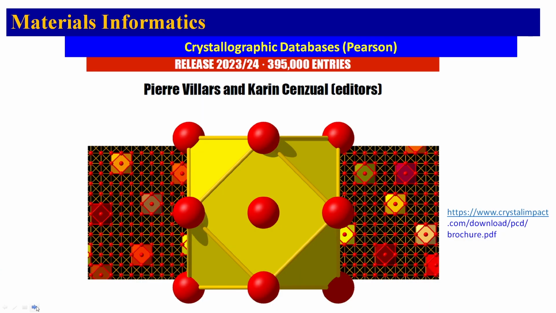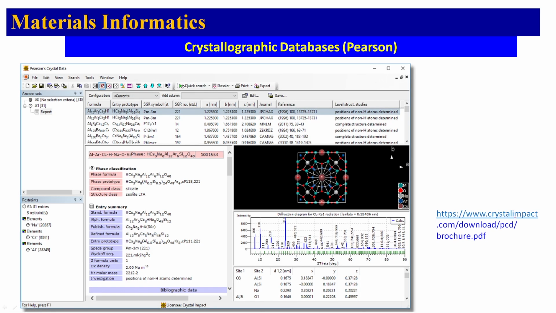So, this is the home page of Crystalimpact.com, and it is by Pierre Villars and Karin Cenzual, they are editors. You can even buy hard copies, and they provide 395,000, that means 3.95 lakh entries, almost close to 400,000 entries, and this was released recently, 2023-24. So, you can imagine it is a huge database, one can use this database to do calculations. Crystallographers do that. And this is one such snapshot directly from this home page or their product catalogs.